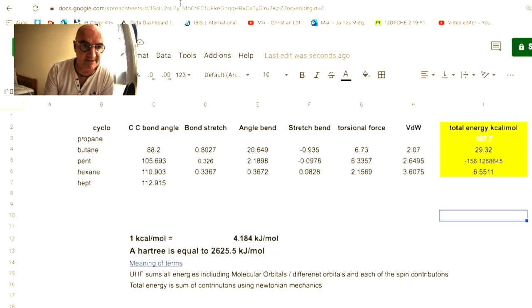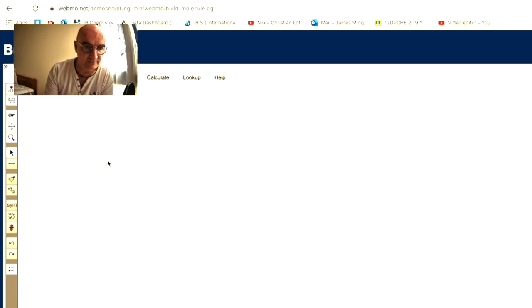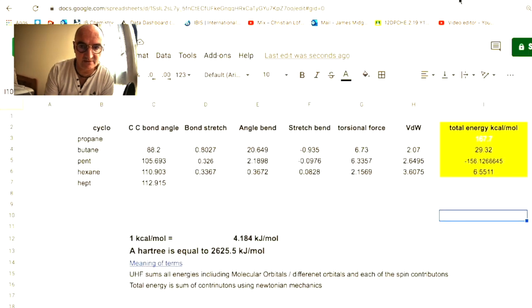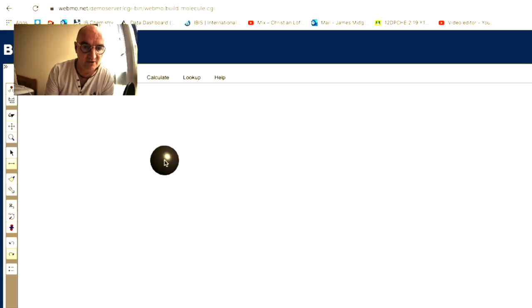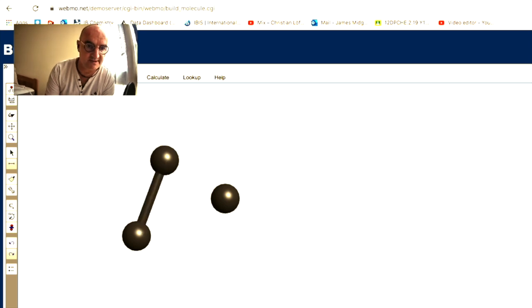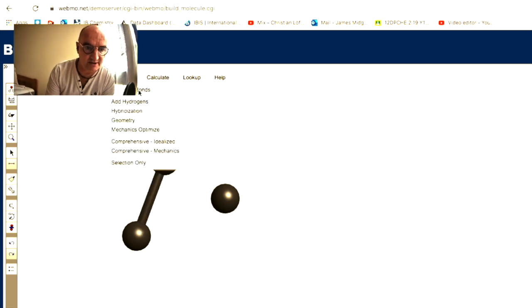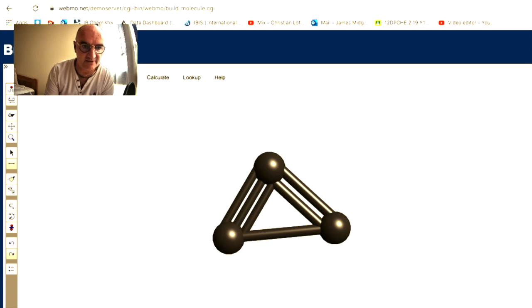So let's head back to WebMO. We want to build cyclopropane. So 1, 2, 3. I'm going to put these in. Can I just generate bonds? I think I can, can't I? Look at that. No, don't do that.